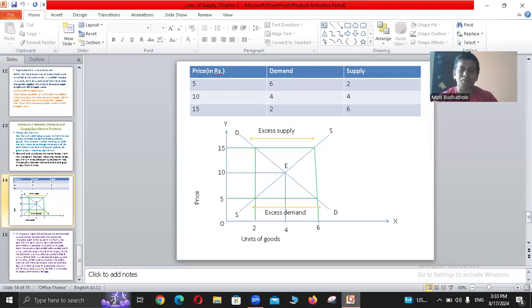Excess demand, from the supply curve to the demand curve, from 2 units of goods to 6 units of goods, that is the level of excess demand. And in the upper part of this figure, where demand is less but supply is more, that is called excess supply. We can describe this figure like this.